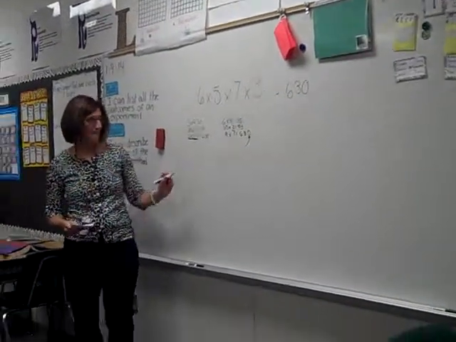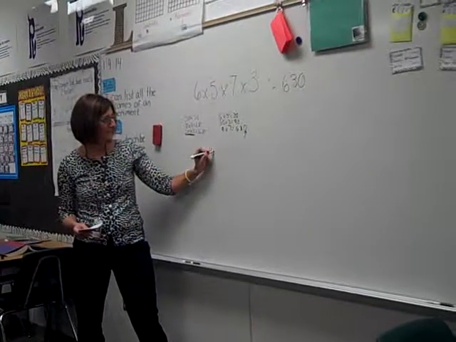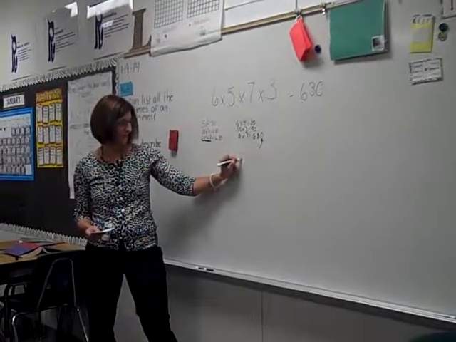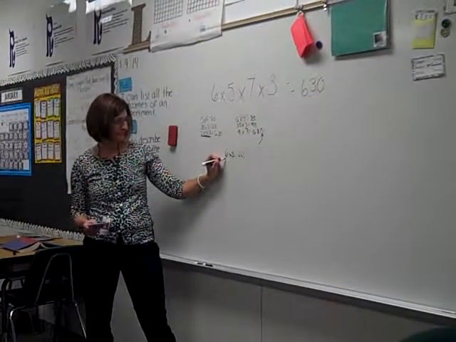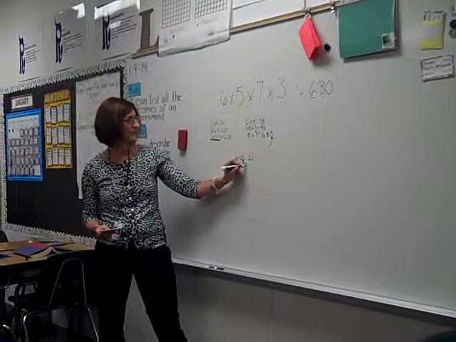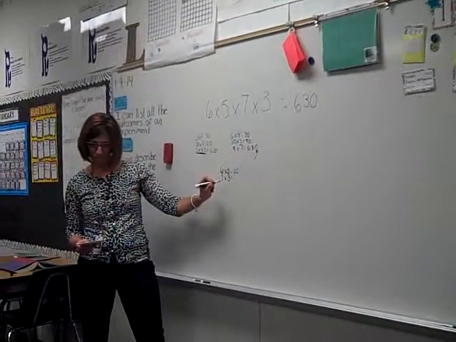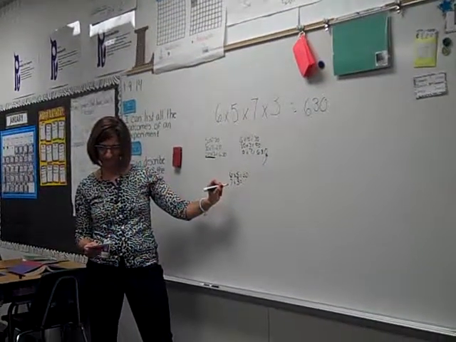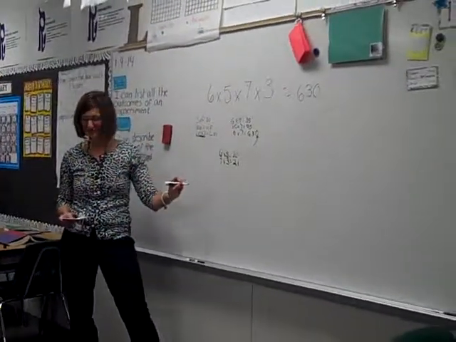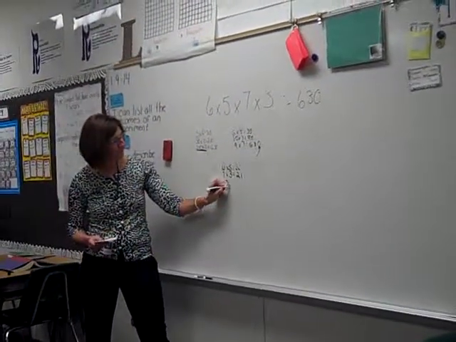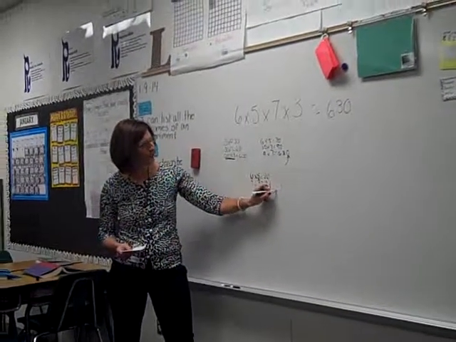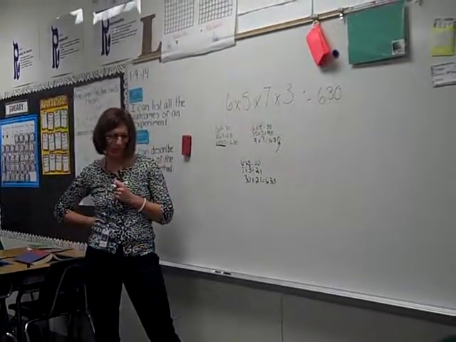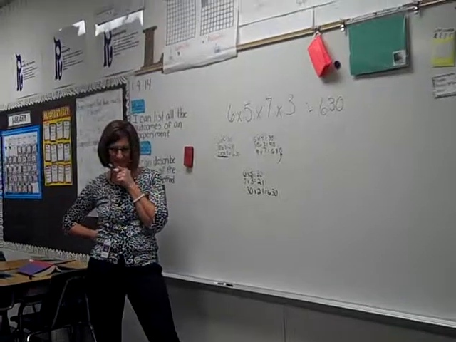Well, I did 6 times 5. And then, what is that? 6 times 5 is 30. Okay. And then I did 7 times 3, which equals 21. Okay. So 30 times 21 is 630. Ooh, wow. That's what I did. That was my way. How did you do 30 times 21? What were you thinking when you got 630?